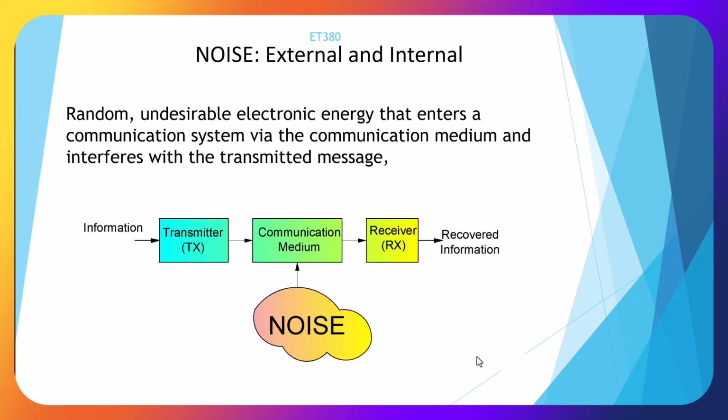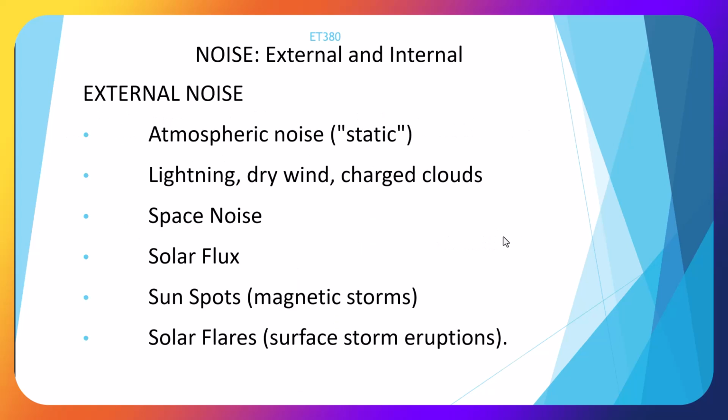And noise is a problem for our communication system. Noise is any random undesirable electronic energy that enters a communication system. So we have a transmitter, whatever the medium is, and then we're inputting noise, and there are several different types of noise. Noise comes in two types, external and internal. External would be atmospheric noise, static, lightning, dry wind, charged clouds, space noise, solar flux, sunspots, solar flares.